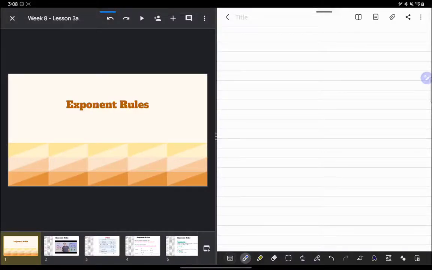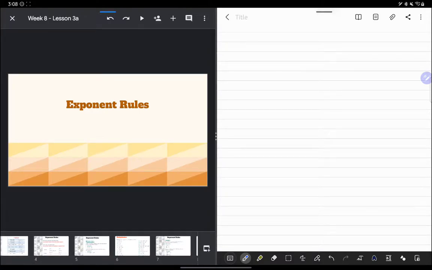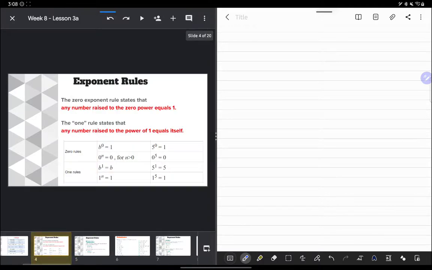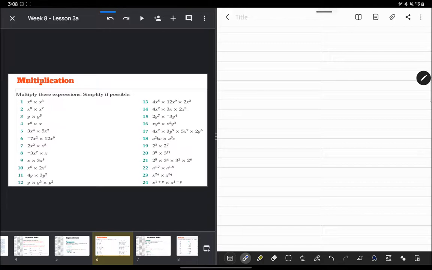Hello. I'm gonna do just a handful of questions from lesson 3. So this is algebra revision, exponent rules, as you can see in the top there. But I'm not going to go through everything. I'm just gonna go through some of the exercises, maybe do a couple, and then move on.